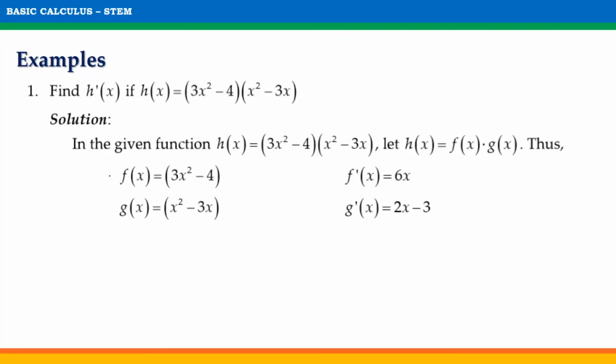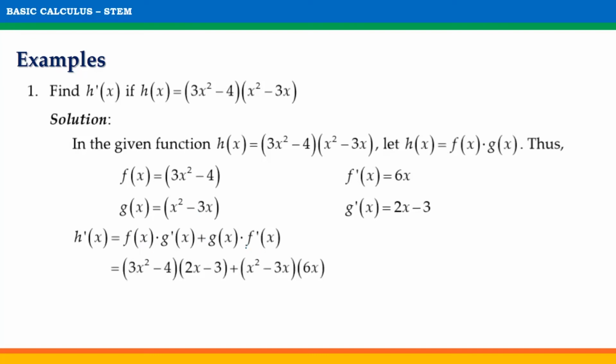Since we already have f of x and its derivative and g of x and its derivative, we can now substitute this to the formula to get the derivative of h of x, which is f of x times g prime of x plus g of x times f prime of x. Thus, we will have 3x squared minus 4 quantity 2x minus 3 plus x squared minus 3x quantity 6x.